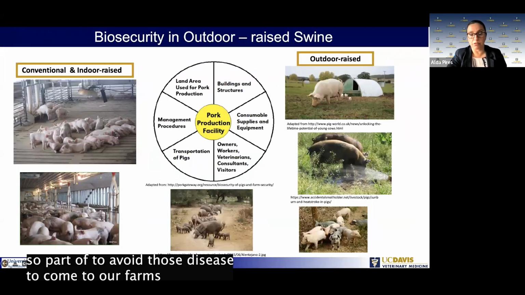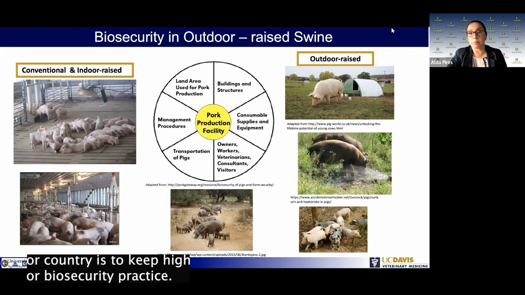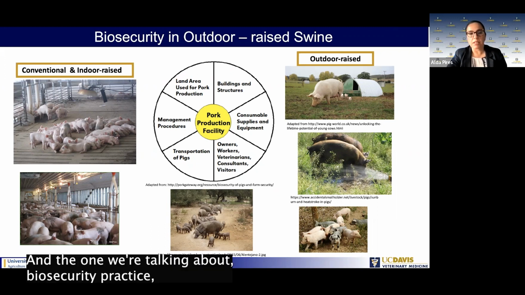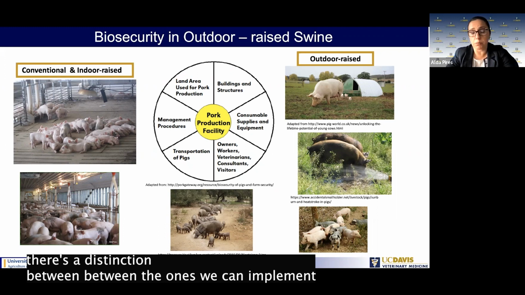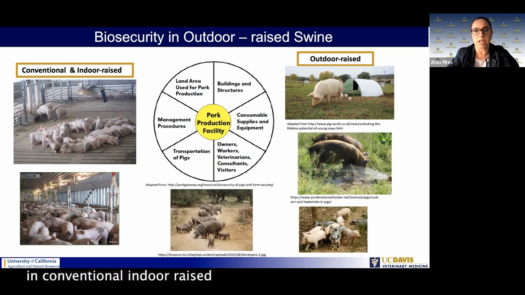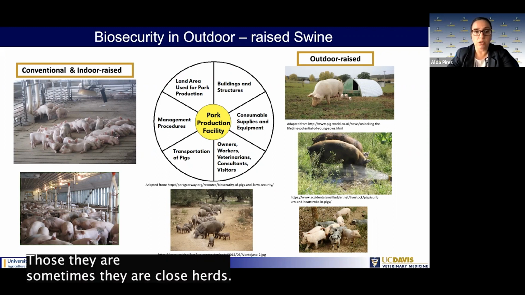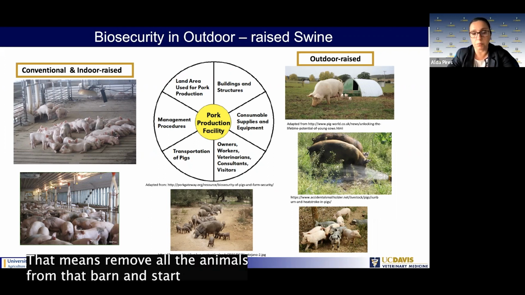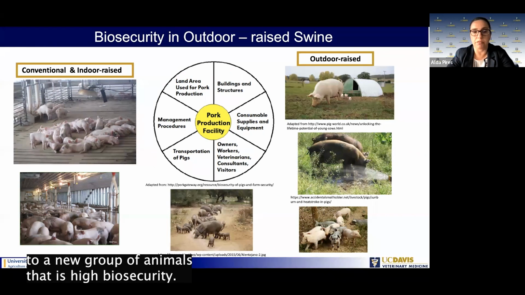So part of avoiding those diseases coming to our farms or country is to keep high biosecurity practice. And when we're talking about biosecurity practice, there is a distinction between the ones we can implement in conventional indoor-raised pigs or swine production. Sometimes they are closed herds, all in and out. That means we remove all the animals from that barn and start with a new group of animals.